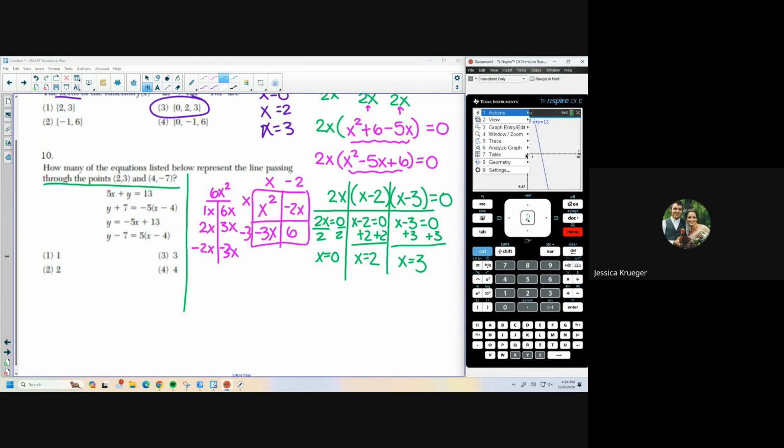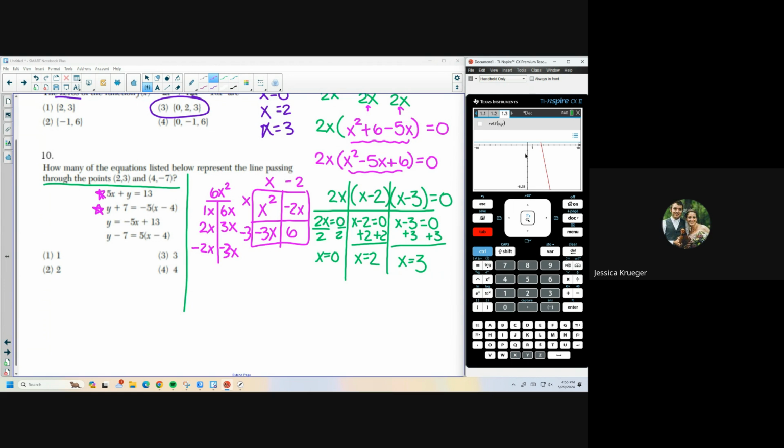And now if I go menu, trace, graph trace, I can type in my first x coordinate, which is 2, and I can see it goes through the point 2, 3. And then I can type in 4 and see it goes through 4, negative 7. So the first one works. If I hit tab, I can put in my second one: y plus 7 equals negative 5, parentheses, x minus 4. Enter. Oh, wait a minute. That's the exact same line. So if the first line passed through those points, this one is equivalent, so it does as well.